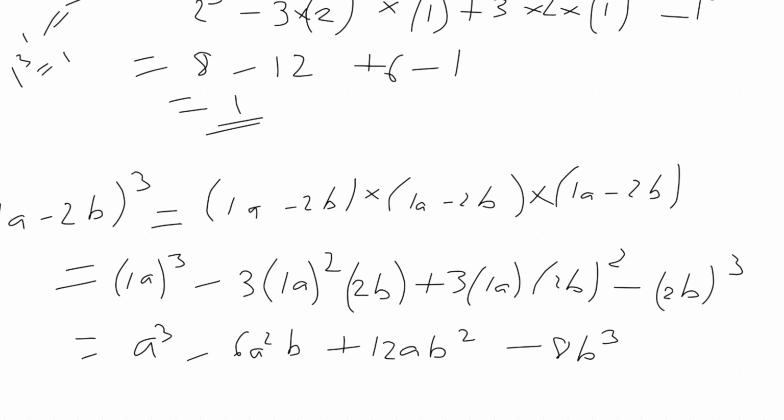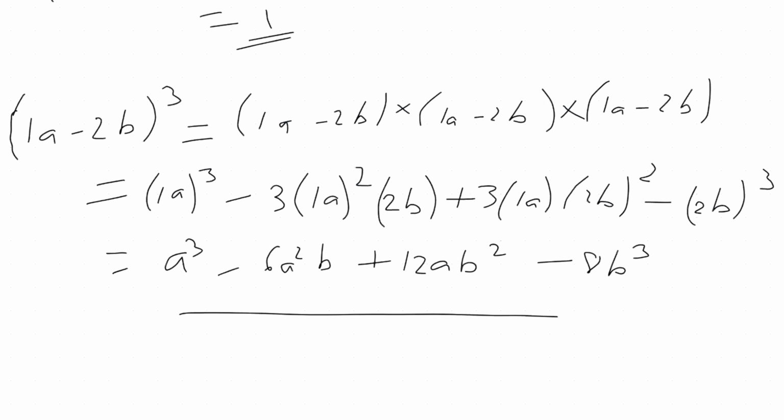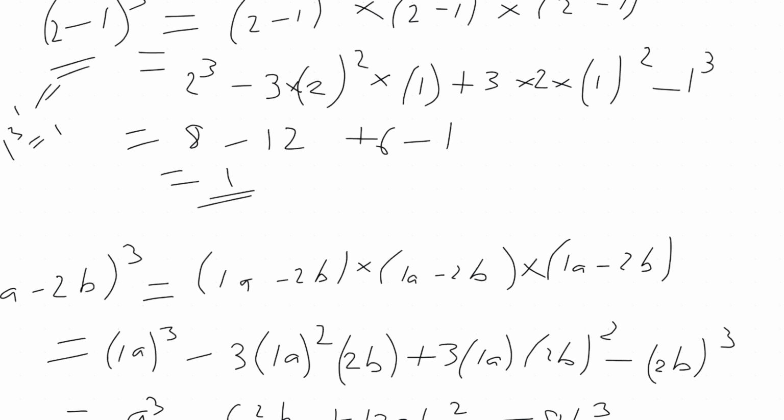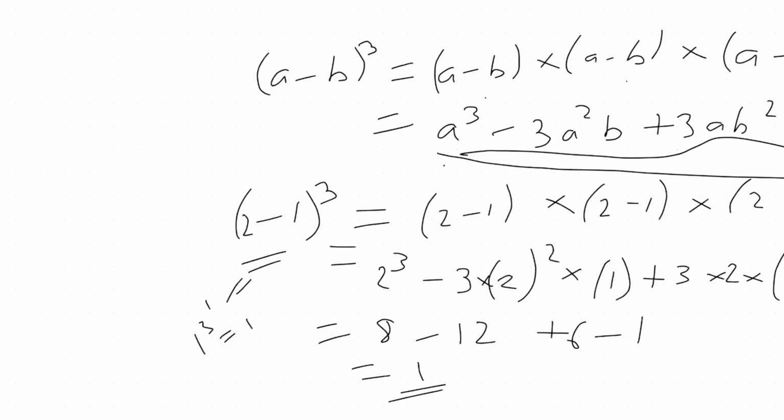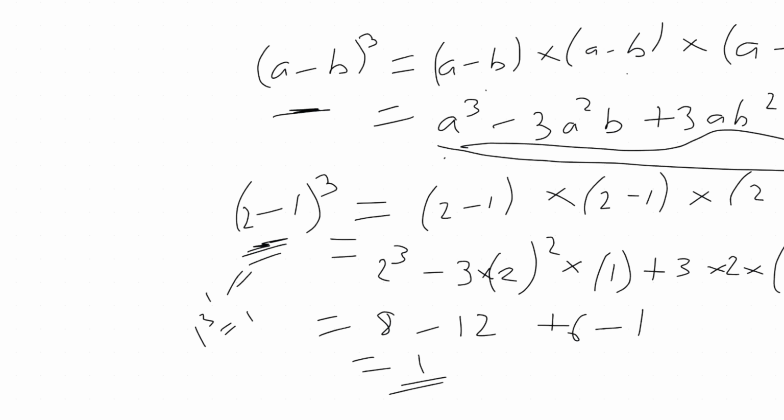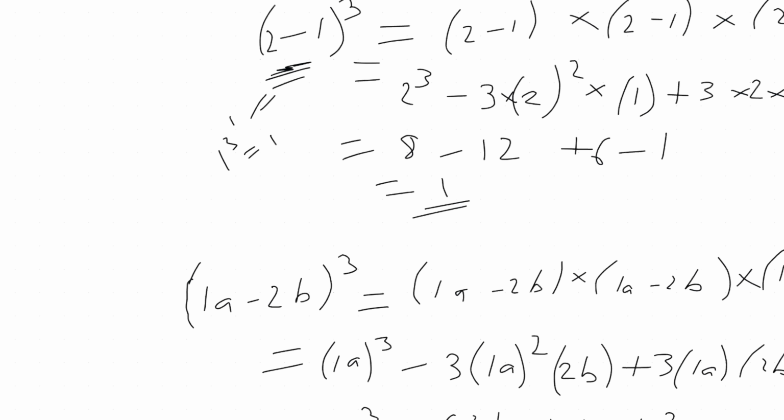So whether it's a plus b whole cube formula or a minus b whole cube formula, the formula stays the same. You can take only variables or only constants. Here we took only variables, here we took only constants, here we took a mixture of constants and variables. The formula stays the same and it would give you the correct answer.